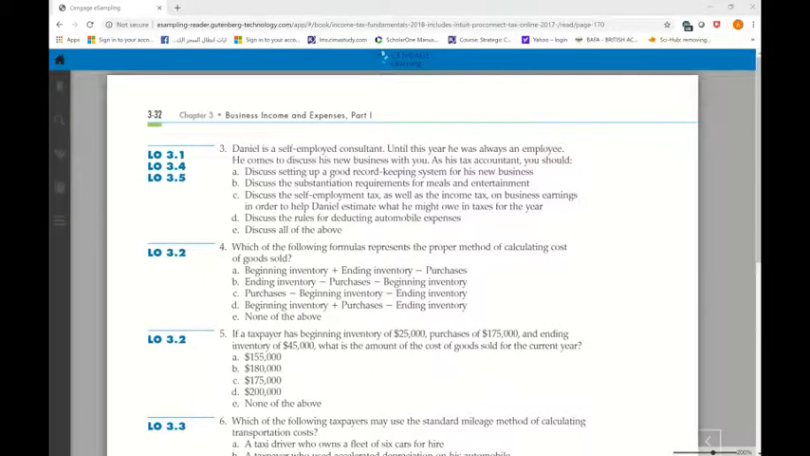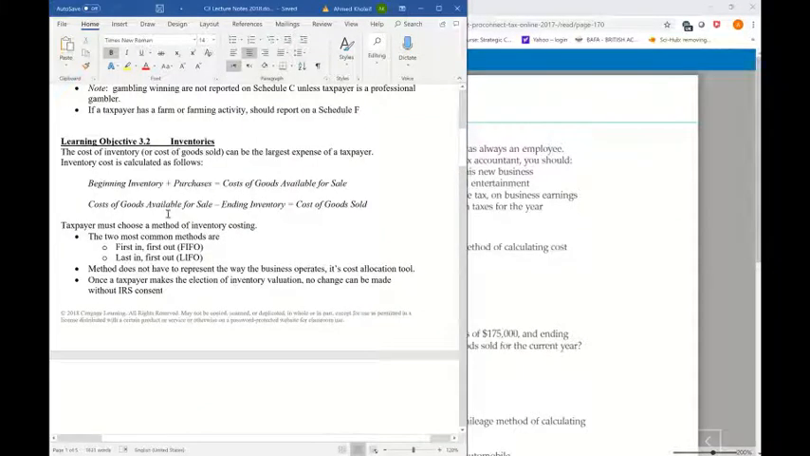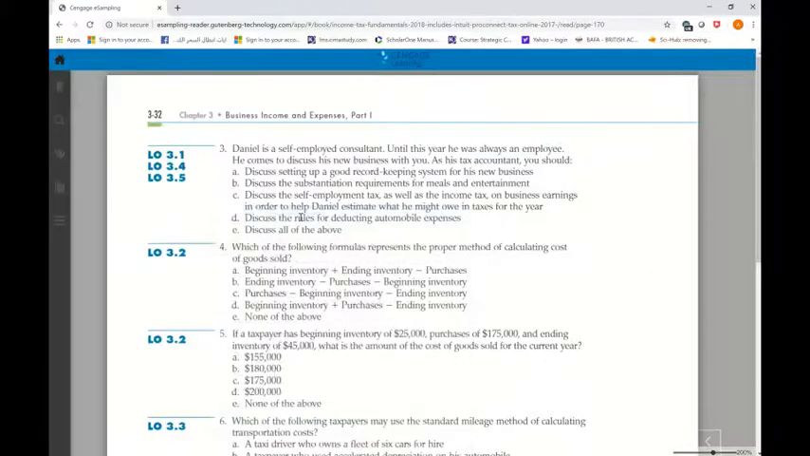So remember, cost of goods sold is mainly calculated using this equation: beginning inventory plus purchase minus ending inventory. This is the cost of goods sold. So the answer here is D, which is beginning inventory plus purchase minus ending inventory. Okay, so moving to question number 5.